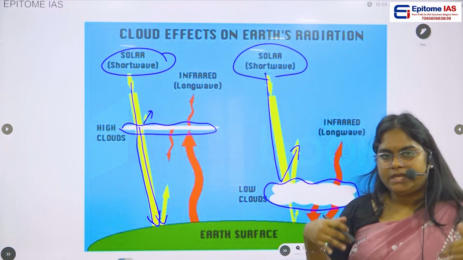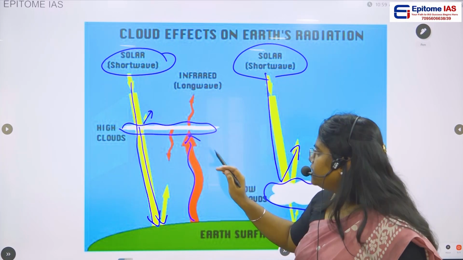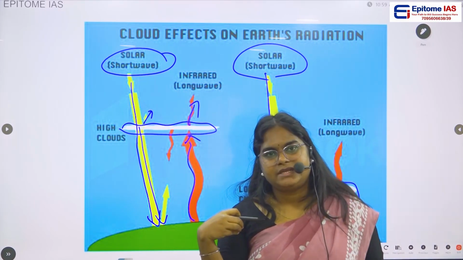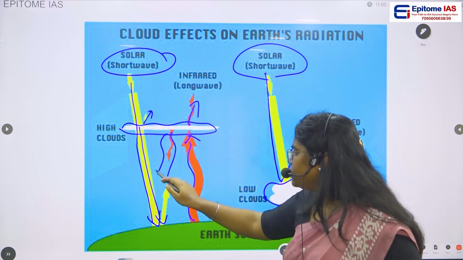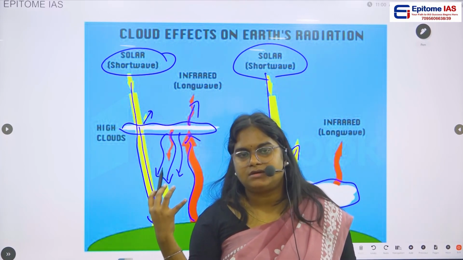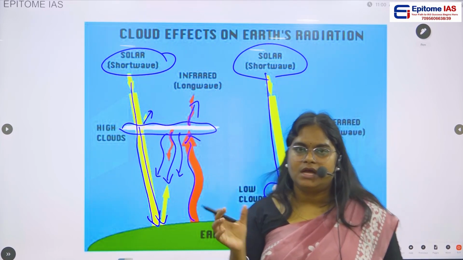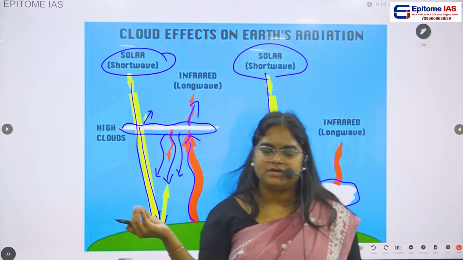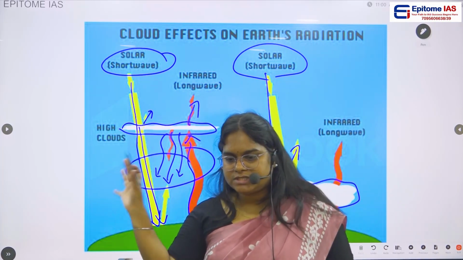Now in case of terrestrial radiation, these high clouds let some of the terrestrial radiation escape to space. But they are also responsible for the trapping of heat. What these high clouds do is absorb the terrestrial radiation, the long wave radiation, and re-emit the radiation towards the earth's surface. Because of that, the surface of the earth along with the lower atmosphere gets heated up because of this radiation.